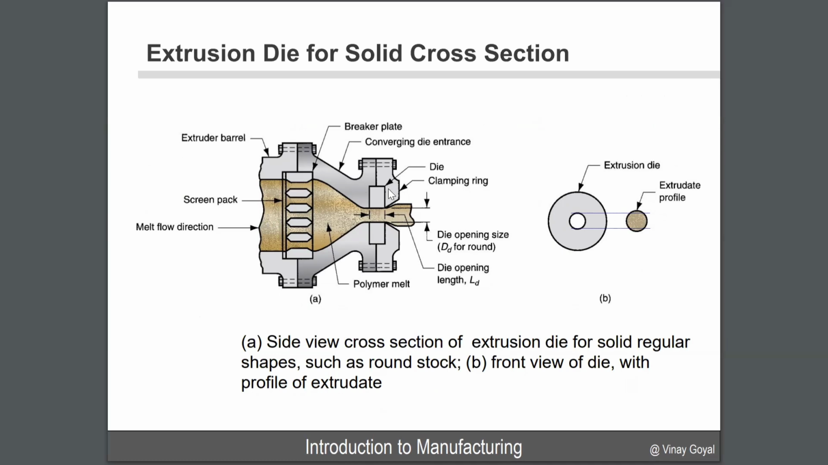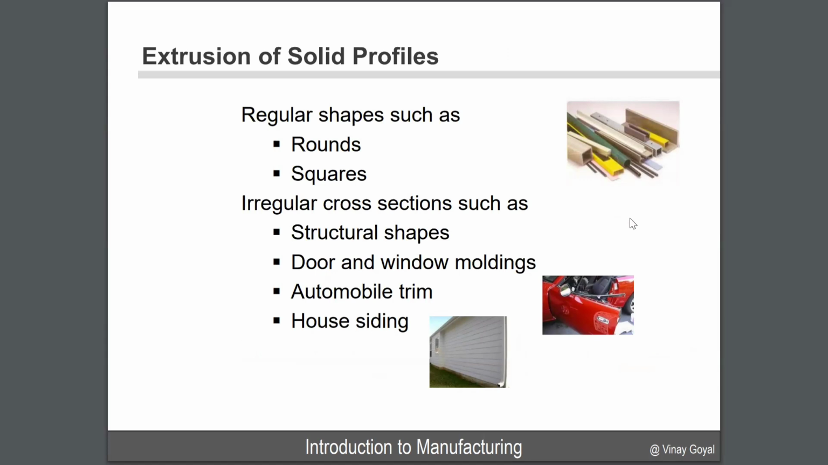And in this case, the point I want to make is a die is being used. And that die is being used to create, in this case, a circular hole. And you can see the extrusion die looks like that. But as the material gets pushed out, what you see is a profile that looks just like this one here, a solid cross section. So you can have different kinds of extrusion solid profiles that give you a lot of different shapes. So like you can get round shapes, you can get square shapes, you can get doors and window moldings out of this. You can get automobile trims. You can get house siding, for example, like the one shown here, by using the extrusion process.